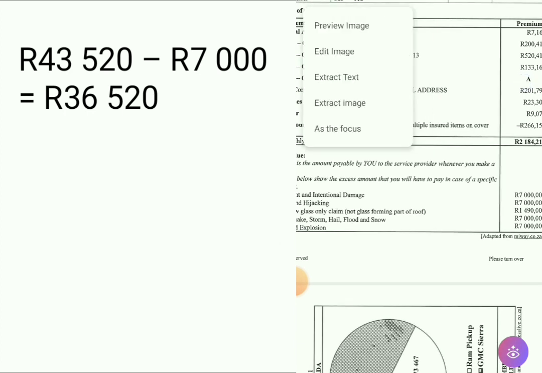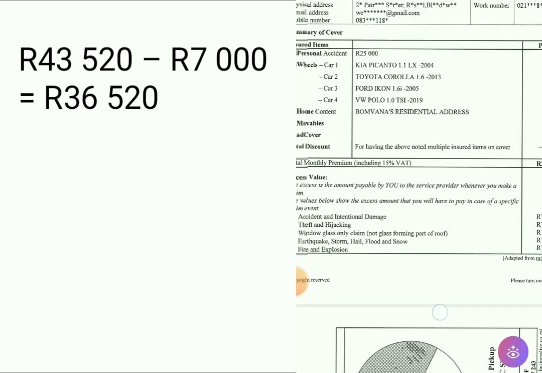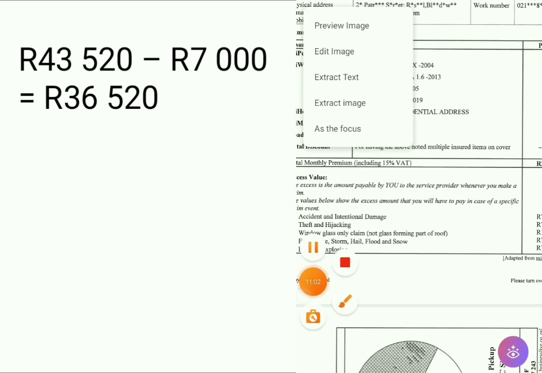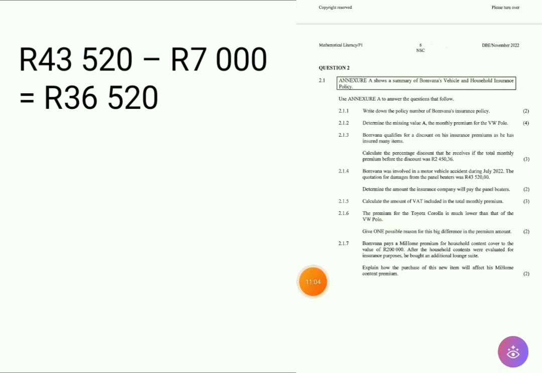Let's go to the question so that you can understand much better. Bomvana was involved in a motor vehicle accident during July 2022. The quotation for damages from panel beaters was 43,520. Determine the amount the insurance company will pay the panel beaters. So the amount the insurance company will pay is 36,520.